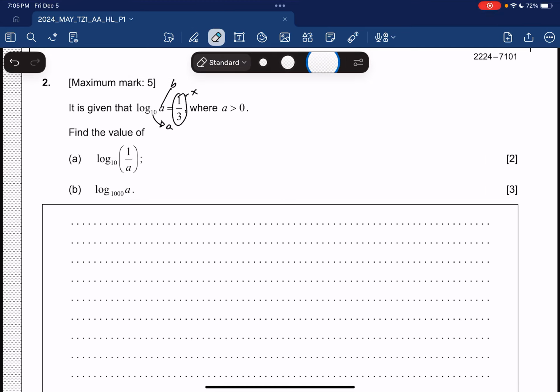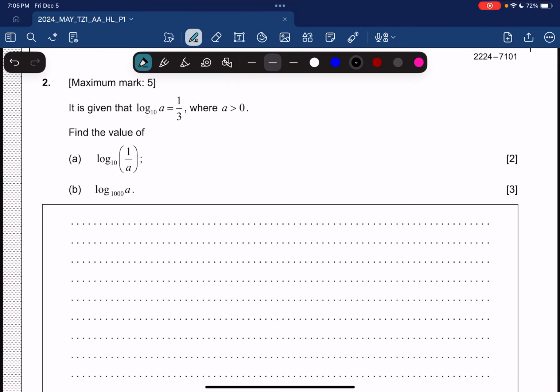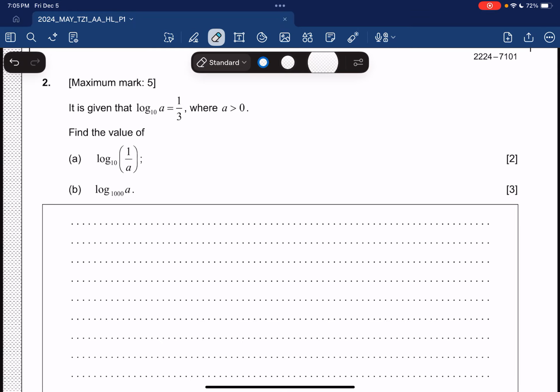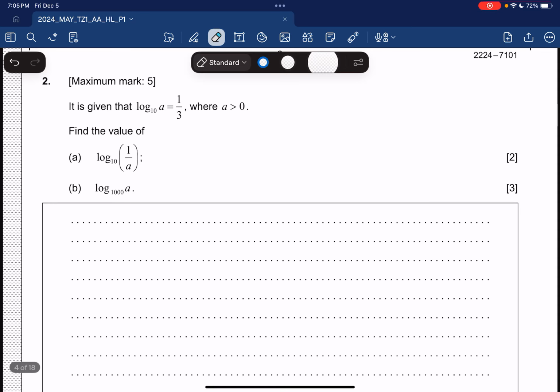Alrighty, welcome back. So this is going to be the second question that I'm going to be solving. Forget about the whole gibberish that I just wrote there, but we're here. So we are given log base 10 of a is equal to 1/3, where a is greater than 0. Find the value of a, log base 10 of 1 over a, and then b, log base 1,000 of a.